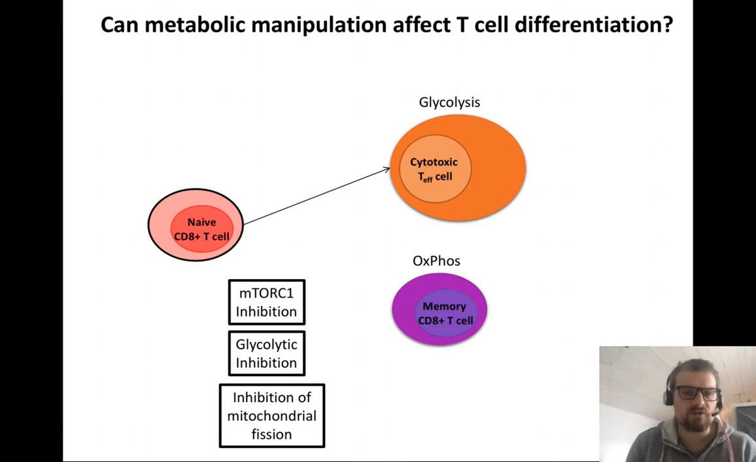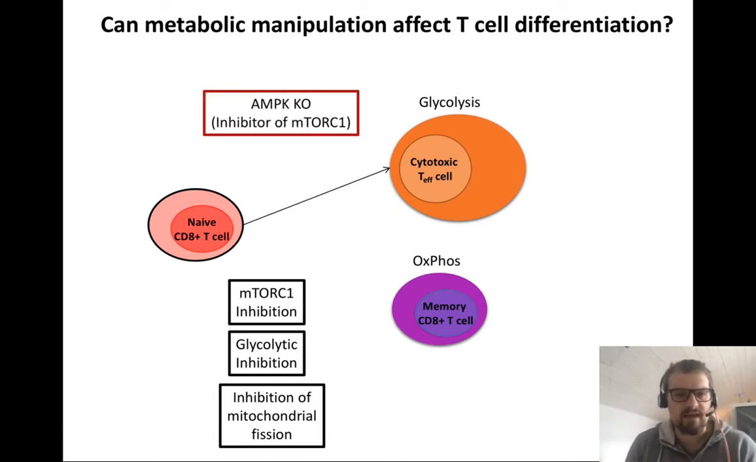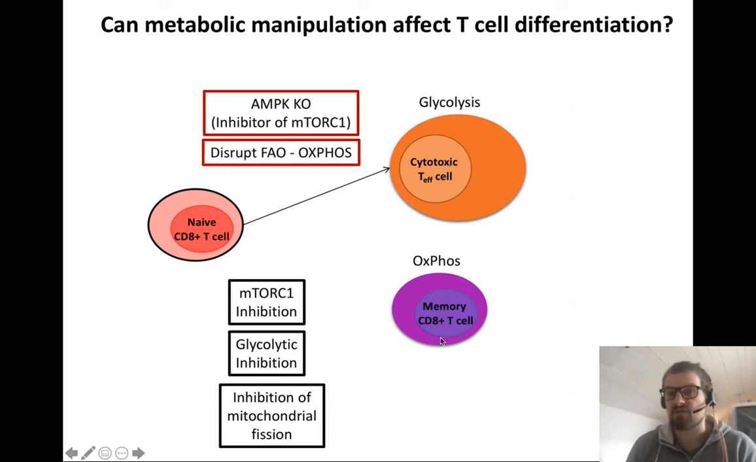On the flip side, if you want to prioritize cytotoxic T cells, you take steps to activate mTOR. So if you knock out AMPK, which is an inhibitor of mTOR, you can favor cytotoxic T cells, and they can no longer make memory cells. And if you disrupt fatty acid oxidation, which is important for OXPHOS in these cells, again, you can't make memory cells, and so now all your T cells go to form cytotoxic T cells.